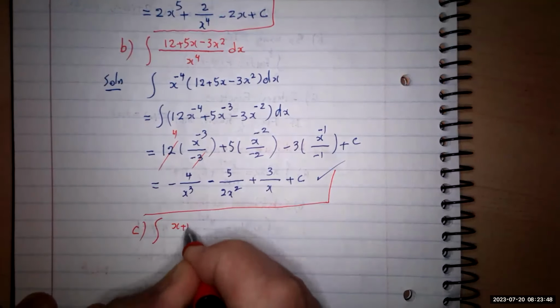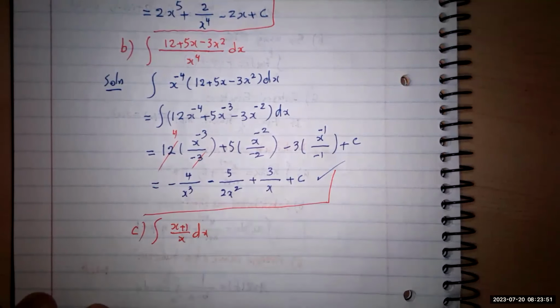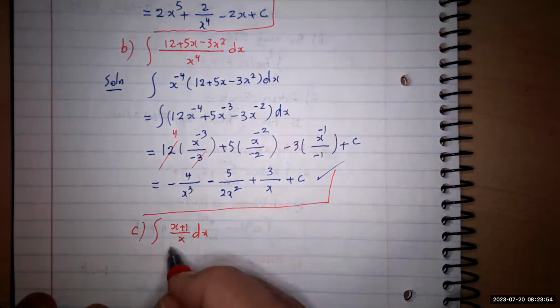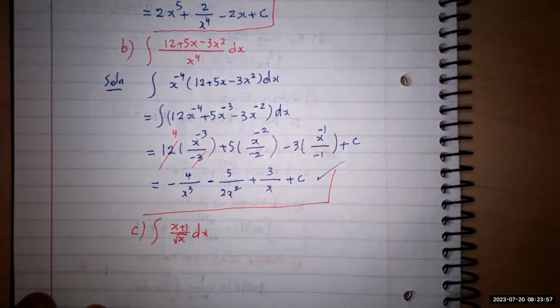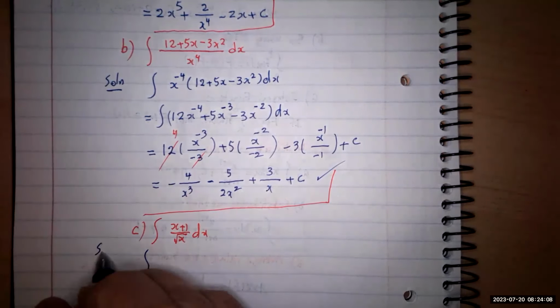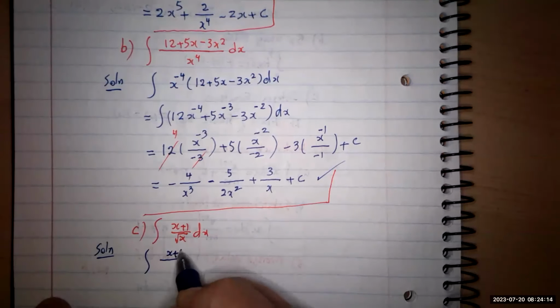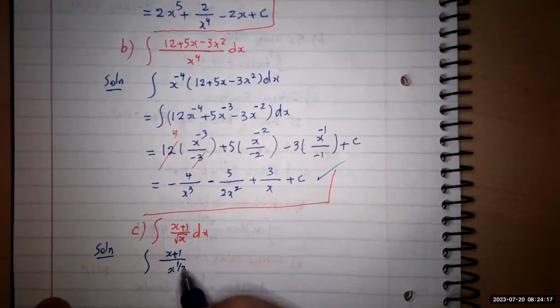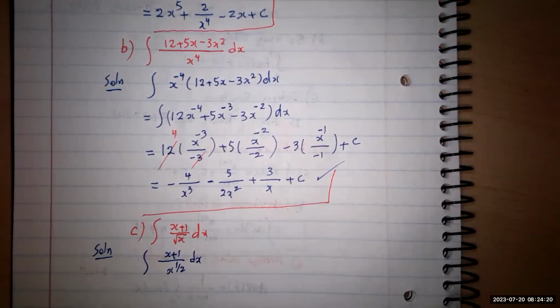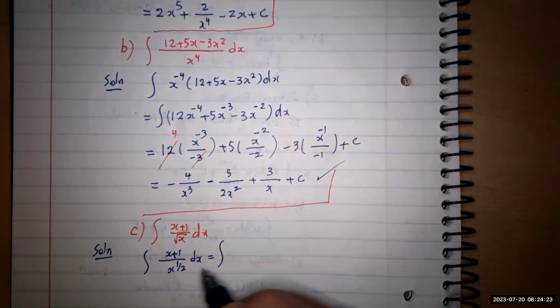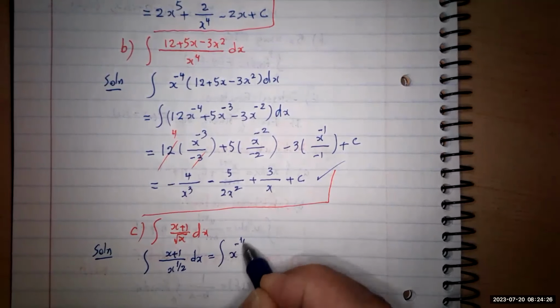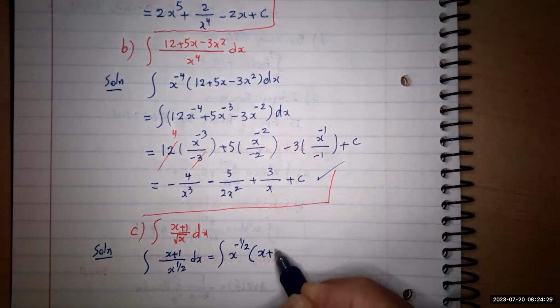Integral of x plus 1 over, oh, I'm sorry, over a radical x. Radical x. It doesn't matter, radical x. You know that you have to rewrite the radical first. So this is the solution. This is going to be x plus 1, and you rewrite the radical, that gives you x to the half, dx. Now you have to bring x to the half up. x to the half is going to be x to the negative 1/2. Again, parentheses, x plus 1, dx.